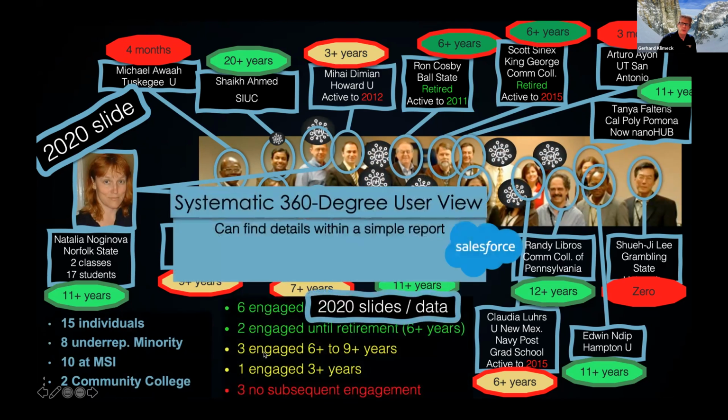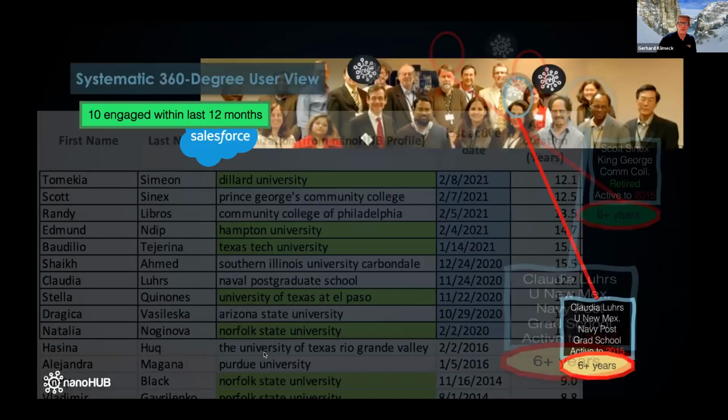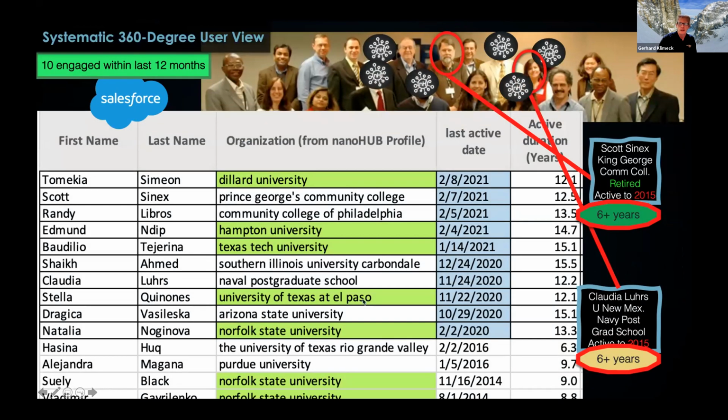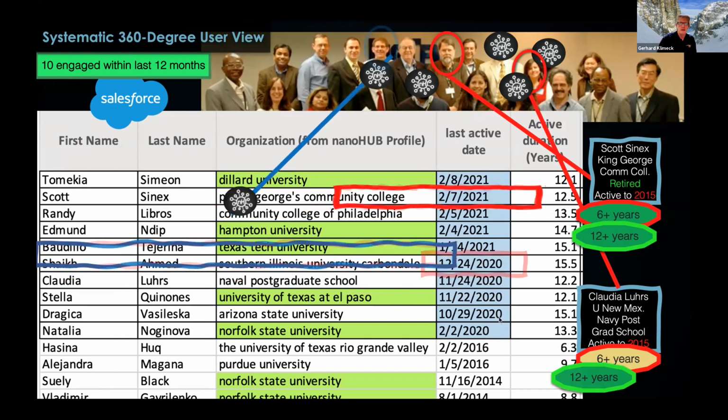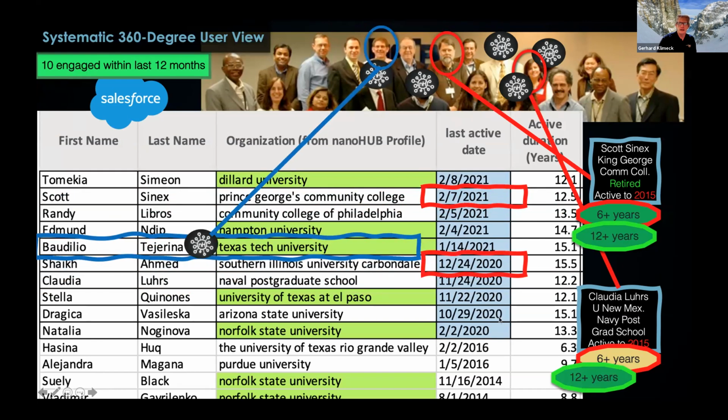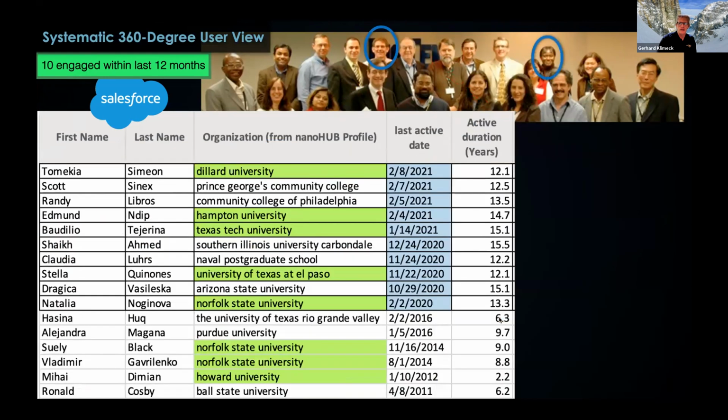Now, with Salesforce, I can get a much better view of this. I can actually build a report of these participants. I can see their last active date in just a simple report. I can see how many years they were active. I can find new people that I kind of lost. And I can measure more.